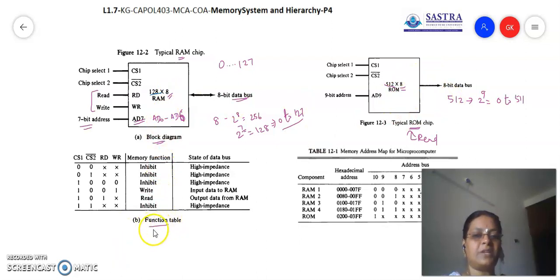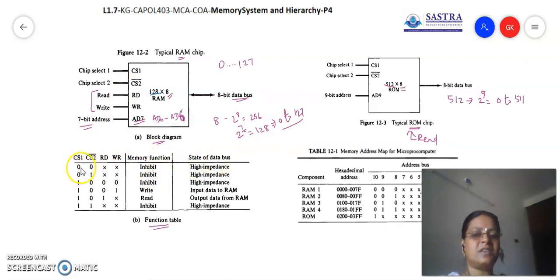Now coming to the function table. This function table specifies what type of function will be performed with respect to memory. We have two chip select lines, CS1 and CS2 bar, and with respect to this RAM we have the read line and write line, what memory function it is going to implement, and what is going to be the state of the data bus.